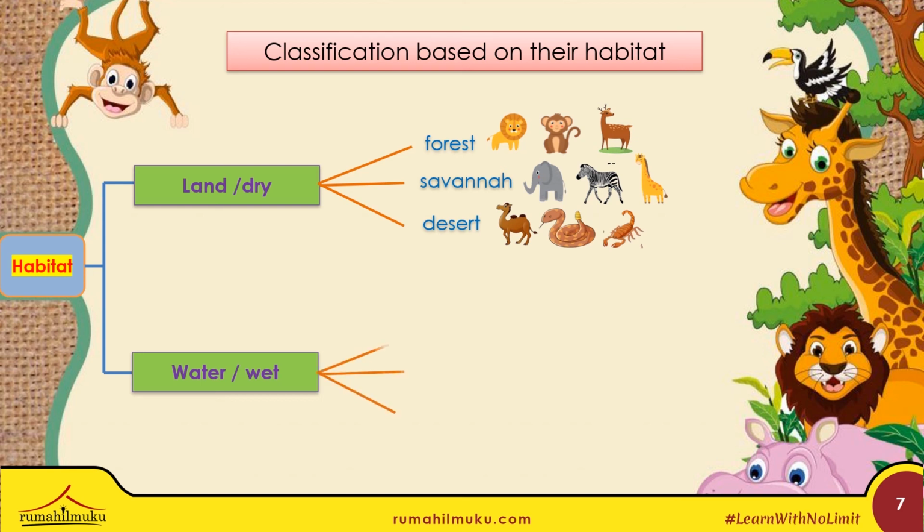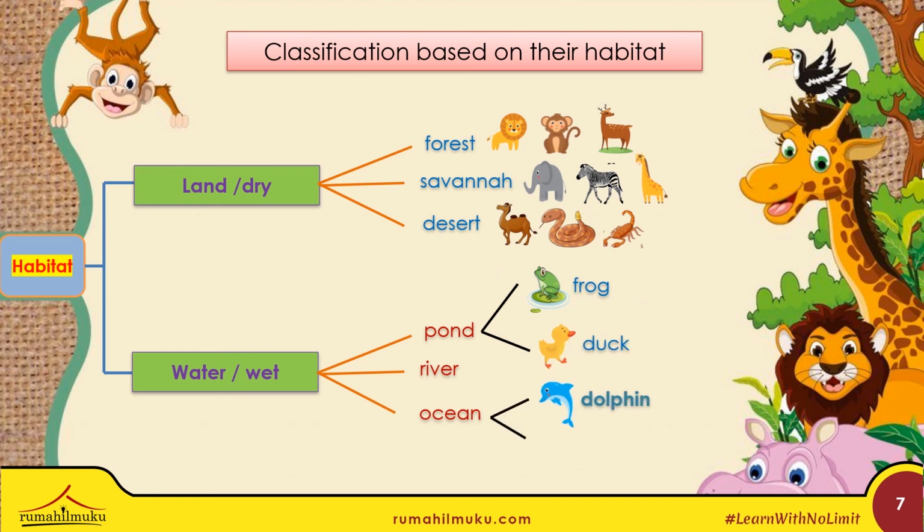And in the water, some of them may live in ponds, rivers, or maybe the ocean. For example, in the pond there may be frogs or ducks, and in the ocean there may be dolphins or octopuses, and in the river there may be eels and maybe trout.